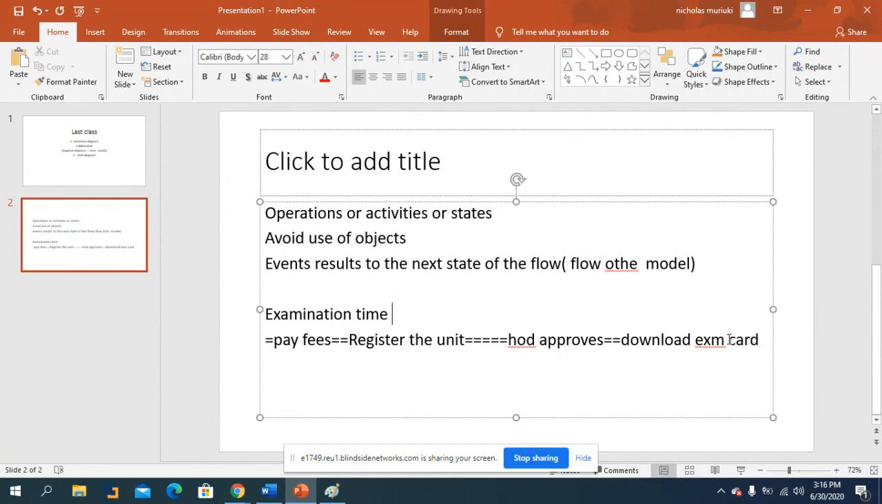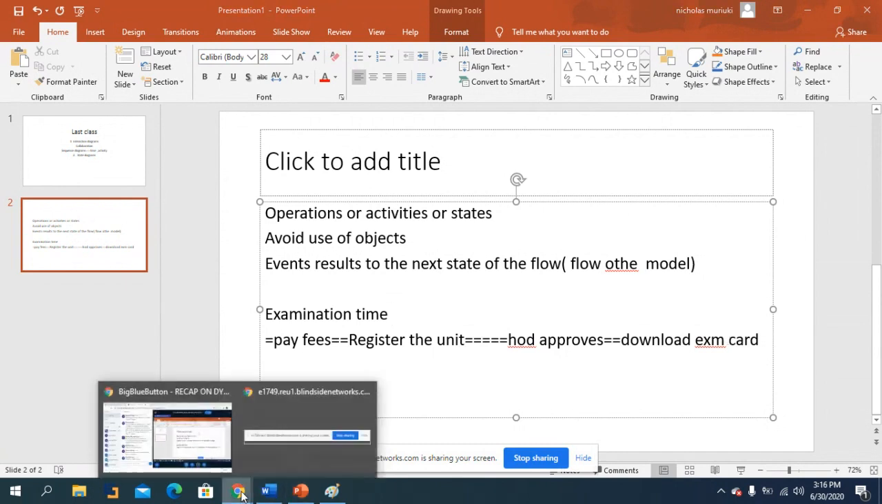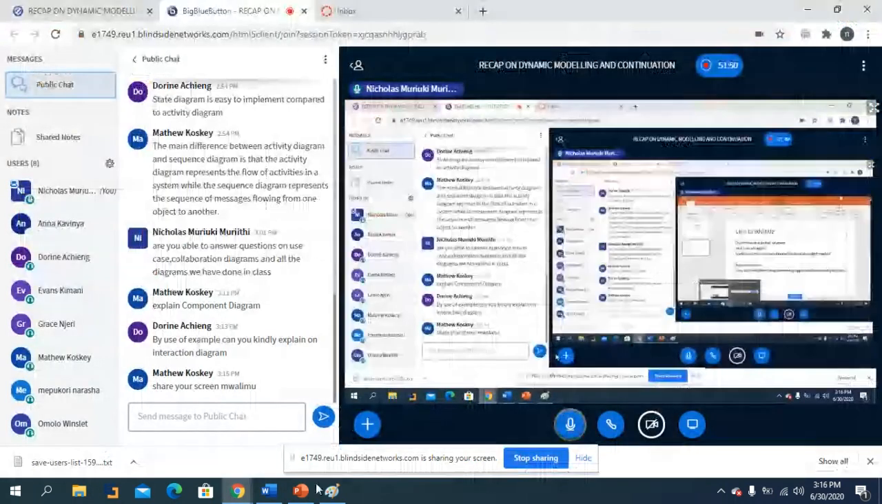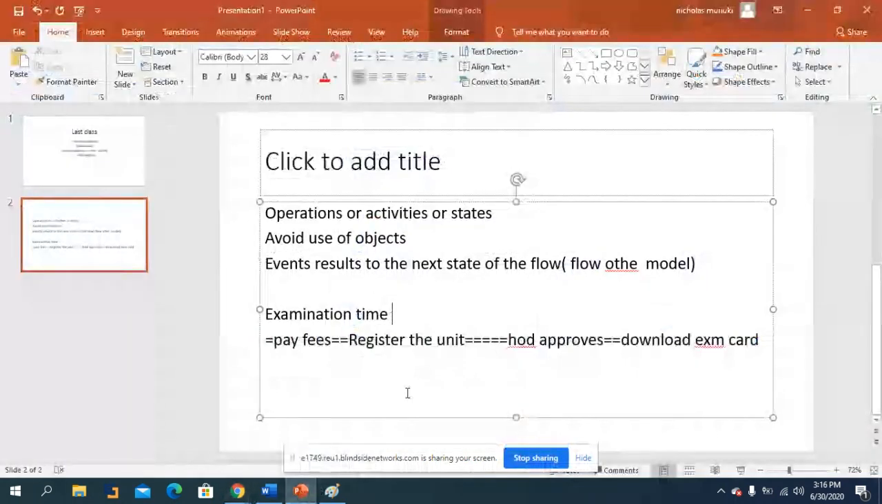Now, when you're using an interaction diagram, a simple interpretation for this is that we cannot register for the unit if you have not paid fees. So automatically the system should reject. The HOD cannot approve the units if you have not registered for these units. You cannot download the exam card if the HOD has not approved those units.